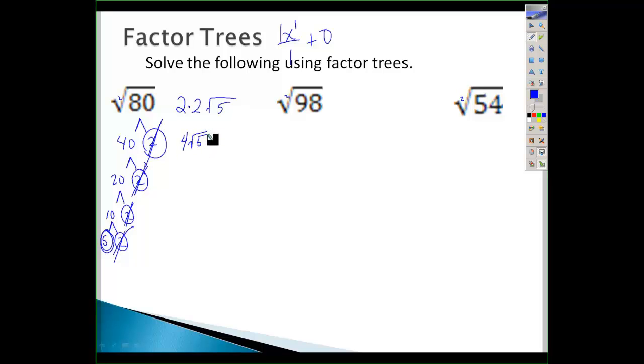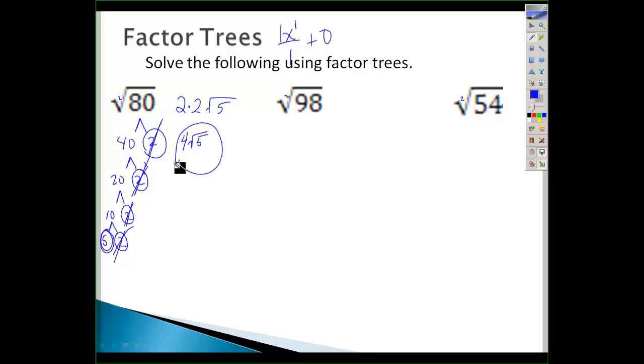so this is 4 times the square root of 5. So when you simplify the square root of 80, what you get is 4 times the square root of 5. And if you type it in your calculator as the square root of 80, or whether you type in the square root of 5 times 4, you get the same answer. Okay, but we are not using decimals, we are using square root notation.